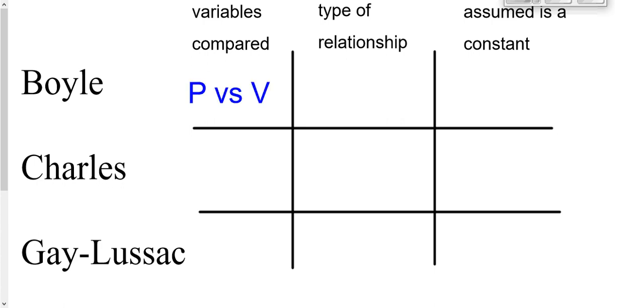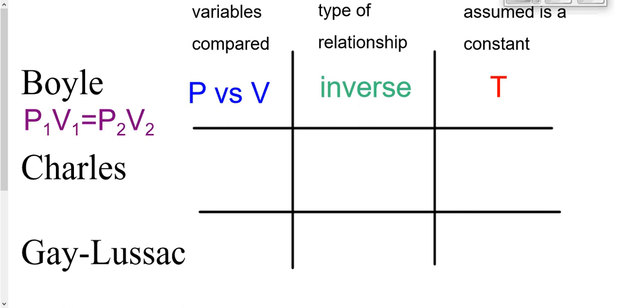Boyle, for example, did his work comparing the relationship between pressure and volume. Pressure and volume have an inverse relationship, which means as one goes up, the other goes down. If I increase pressure, there's less volume, but if I give a bigger volume, there'll be less pressure. Boyle assumes that temperature is being held constant in order for this gas law to be true. Mathematically, we express Boyle's law as P1 times V1 equals P2 times V2. In an inverse relationship, we multiply our variables.